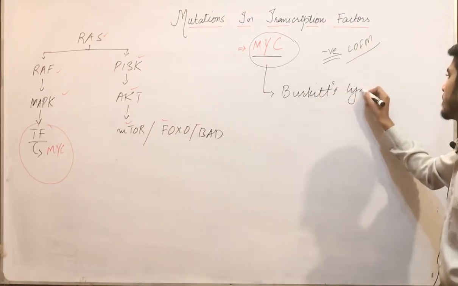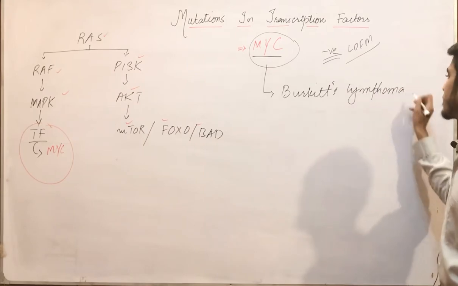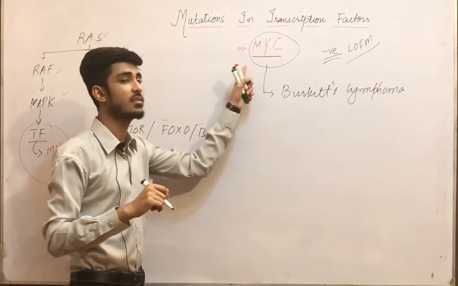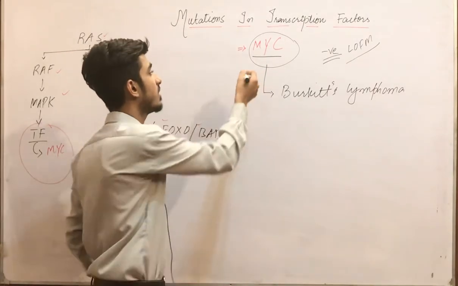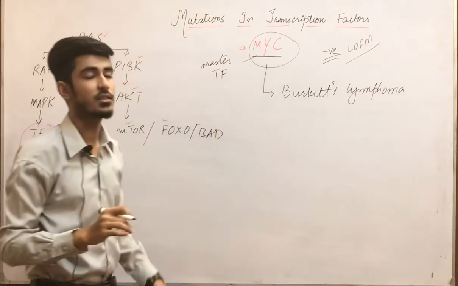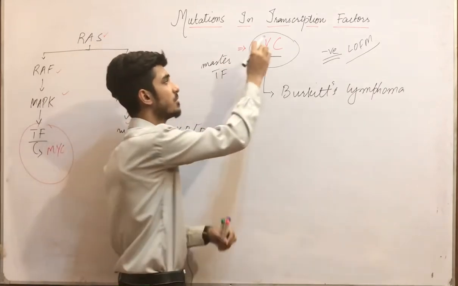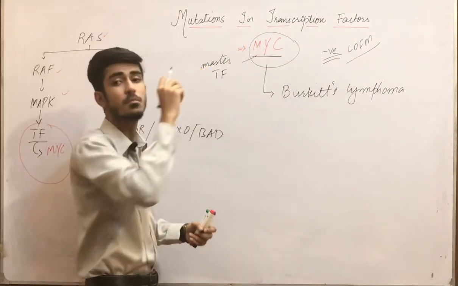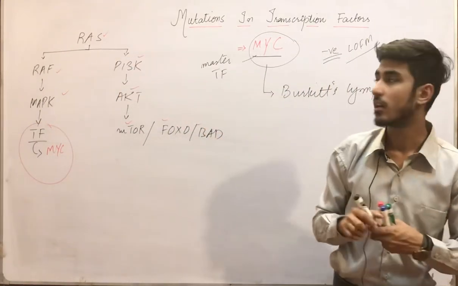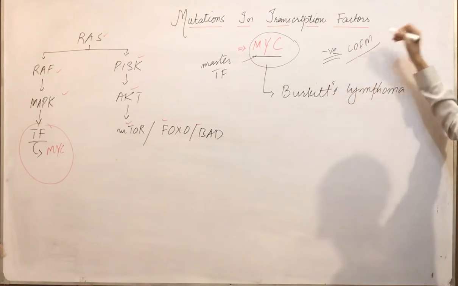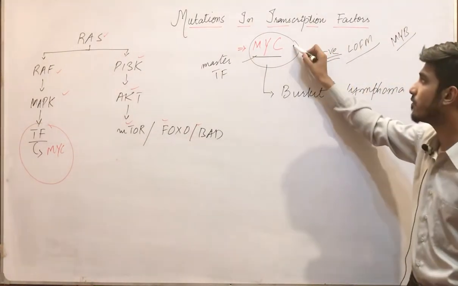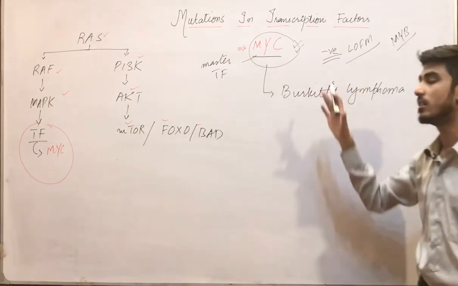Clear? Now basically this MYC gene is mutated in the fastest growing human cancer, that is Burkitt's lymphoma. Clear? You have to remember this. It is mutated in Burkitt's lymphoma. This is a very important point. And MYC is the main, or you can say master, transcription factor. The most important transcription factor is MYC, and it is the most common transcription factor that is mutated in human tumors. Clear? We also have other transcription factors, like MYB and others, but the main focus is the MYC that we are studying in detail.